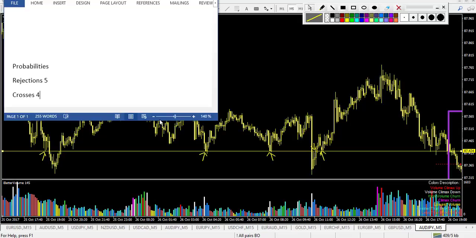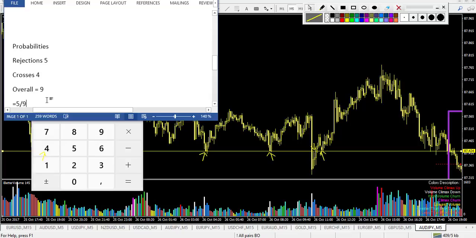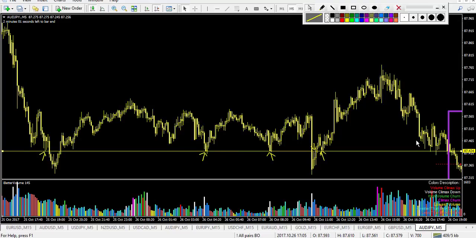So in this specific case, all in all, overall touches that you count, there are 9. So the percentage of rejection will be your win rate on the past events: 5 divided by 9. So it is 0.55, which means a 55% winning rate for this specific level. I don't consider going with 55, I consider going with a 67 to 80% winning rate for the specific levels that we take. So if you have 7 to 8 rejections out of the last 10 touches, it's a good level to take again if it retouches after 20 candles.